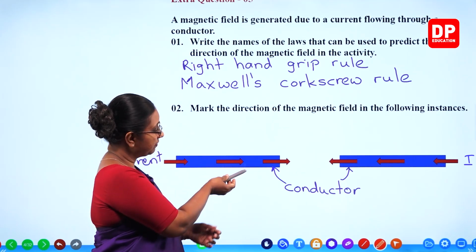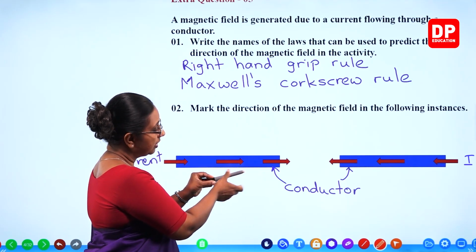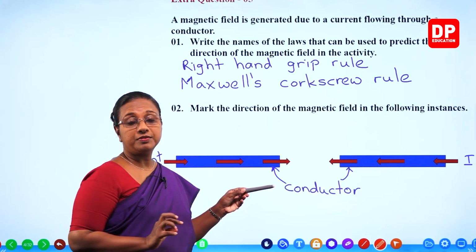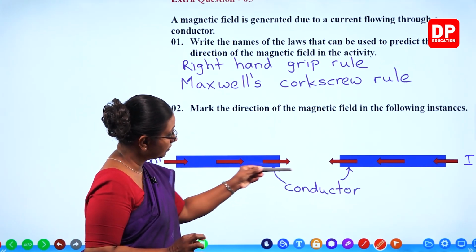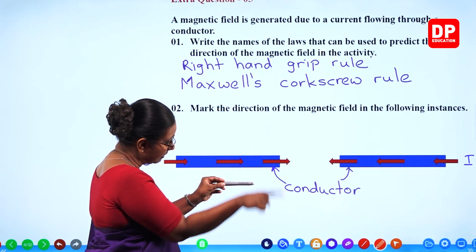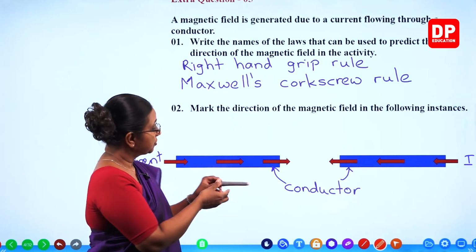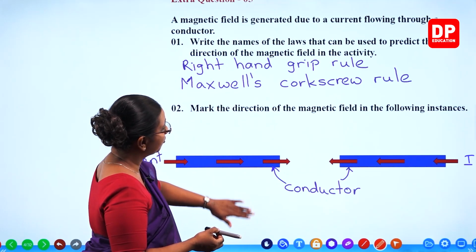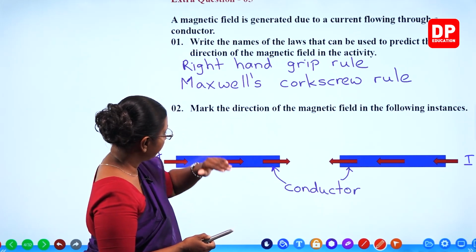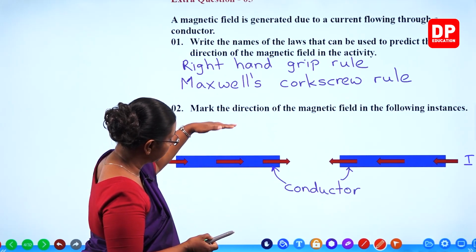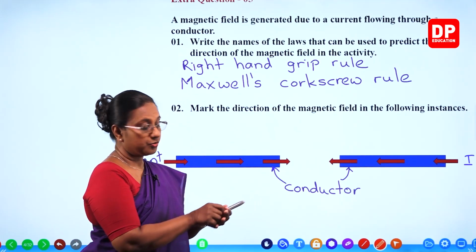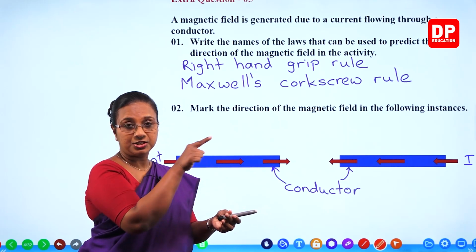So, here of course, if it is Maxwell corkscrew rule, if you rotate it like this, the tip of the corkscrew will move towards that direction. At the same time, the rotation will be like this around. So, if you look at this as the board or the paper, then what happens? There will be magnetic field lines coming out from above and going into the board from below. So, it will be in this direction.